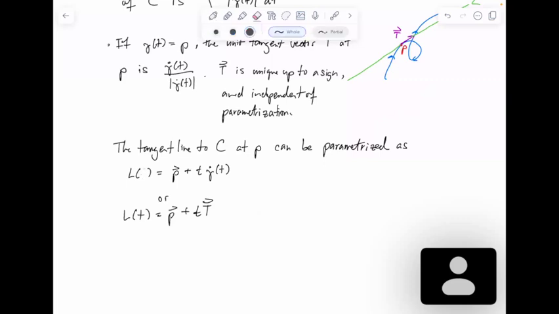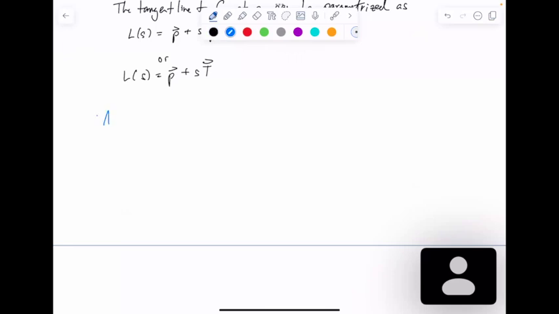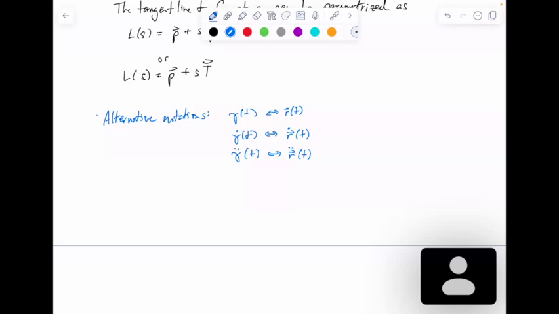Maybe there are too many t's going about here, because t is a parameter of gamma that brings you to this point. Maybe I'll parameterize the line by L of s. Sorry, yes, the dot notation here means this. So I should say alternative notations. Gamma of t is sometimes identified with a position vector. Gamma dot of t is sometimes called r dot of t. Gamma double prime of t is sometimes called r double prime of t, amongst various other notations.